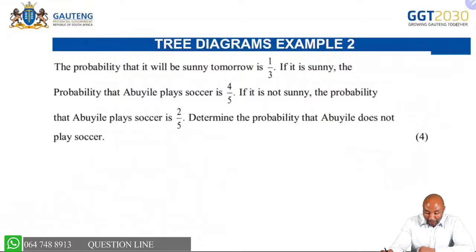Now, the probability that it will be sunny tomorrow is 1/3. If it is sunny, the probability that I will play soccer is 4/5. If it is not sunny, the probability that I will play soccer is 2/5. Determine the probability that I will not play soccer.